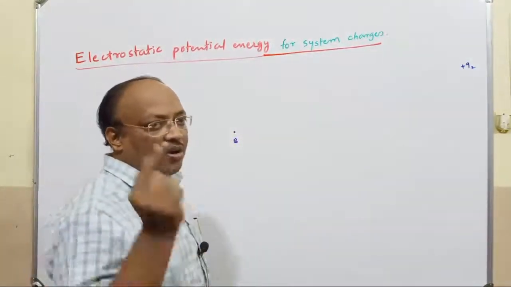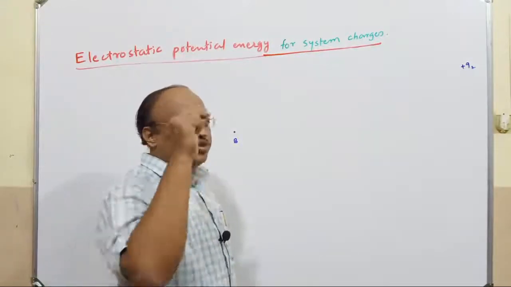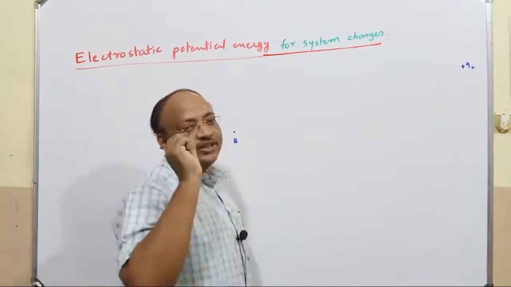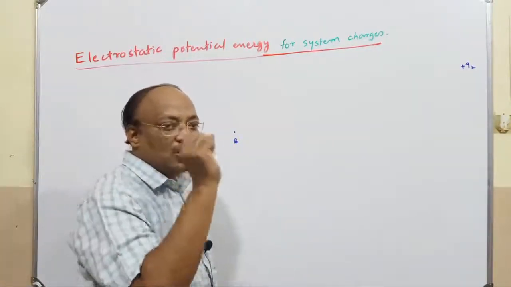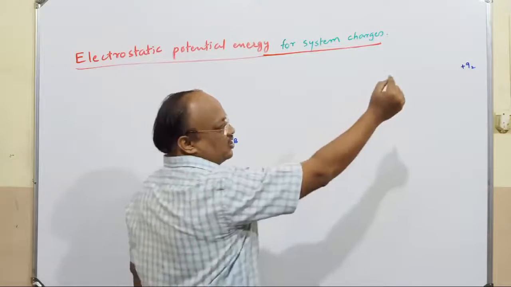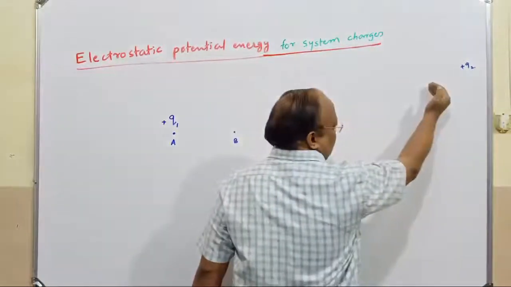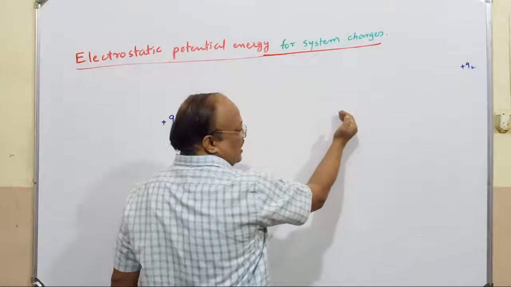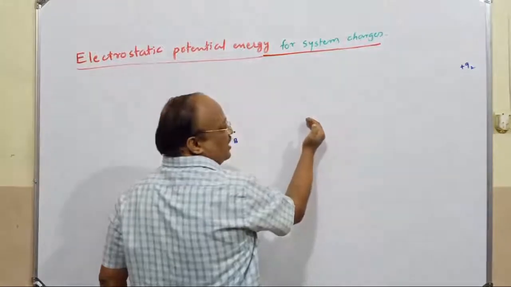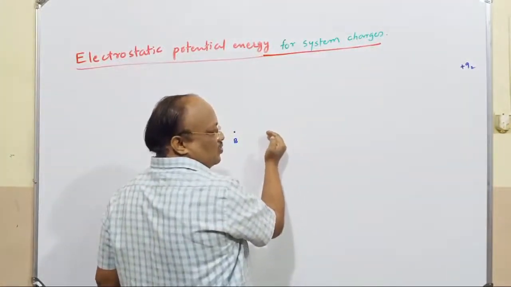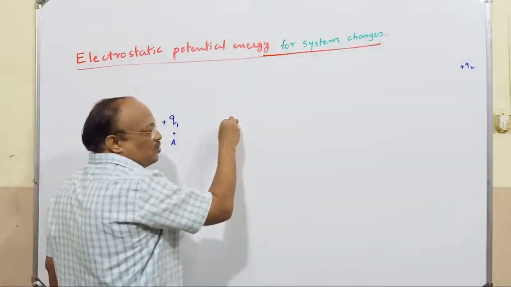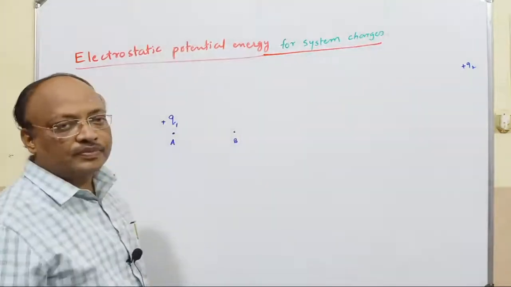Already I mentioned how my work should be. How should I apply the force? There should not be any acceleration. It should move with a uniform velocity. This Q2 has to move without any acceleration. I am pushing continuously. As the electrostatic force increases, at an equal rate I am increasing my external force, and I brought it to point B.